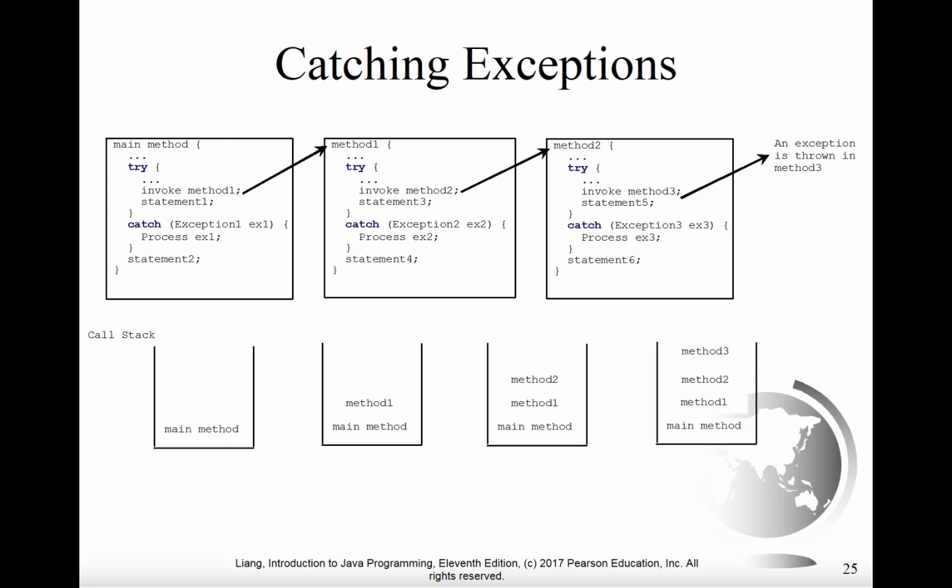We return to our caller. We're now in the initial try block on the far left in the main method. We execute statement number 1. We then move on to statement number 2, and we're completely done.